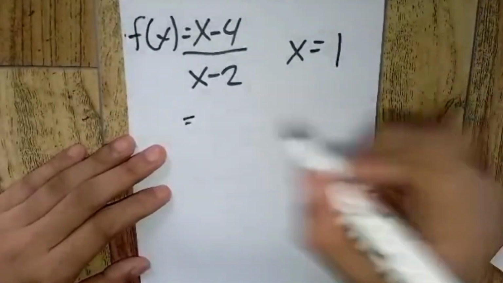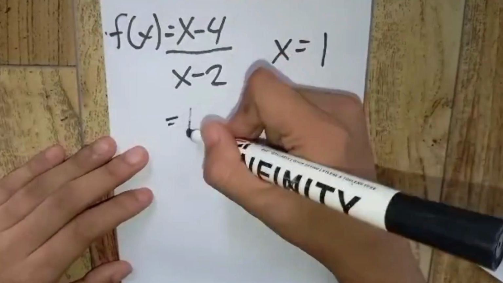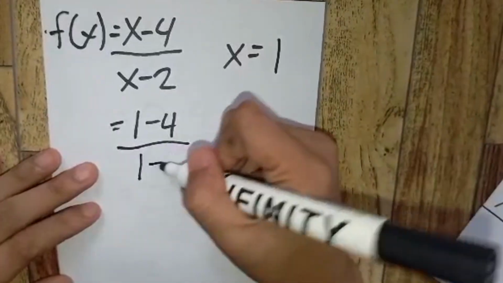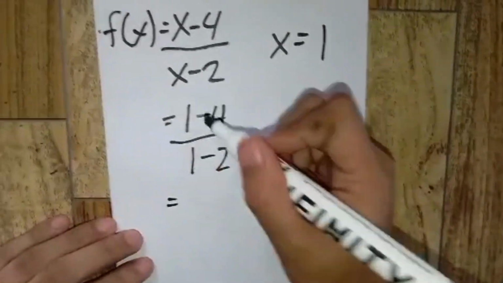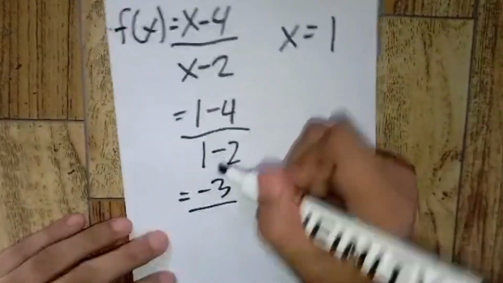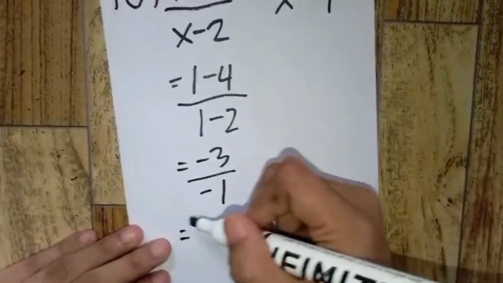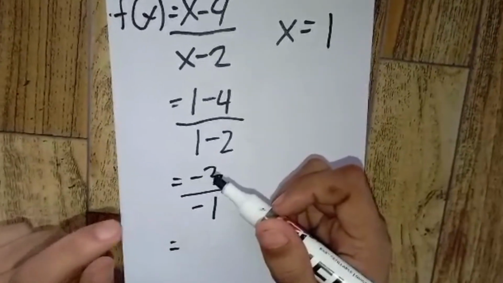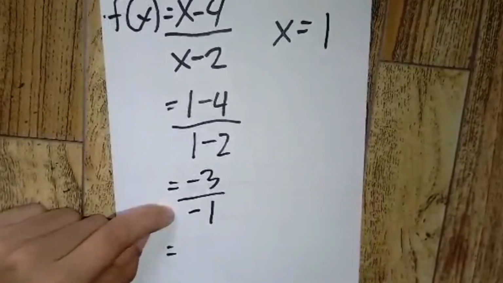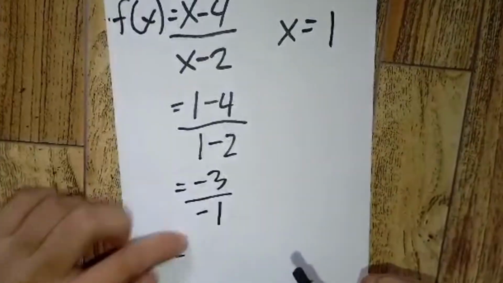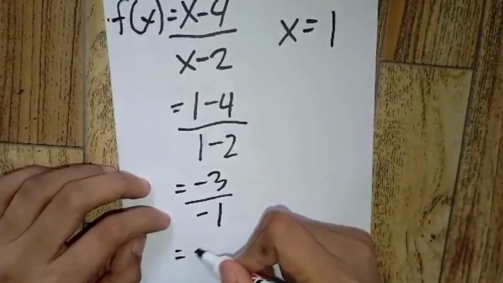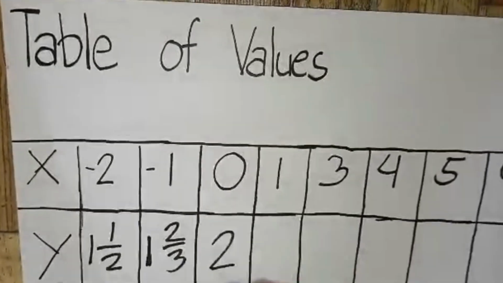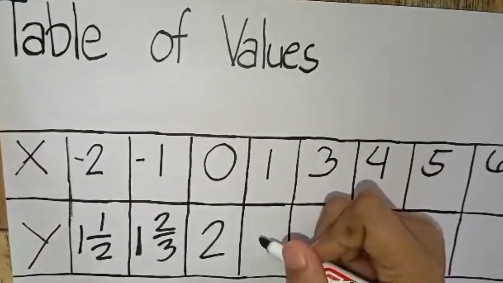Next is x is equal to 1. So 1 minus 4 all over 1 minus 2 is equal to negative 3 all over negative 1. Same sign, negative divided by negative is positive. So negative 3 divided by negative 1 is positive 3. The ordered pair for x is equal to 1 is y is equal to 3.